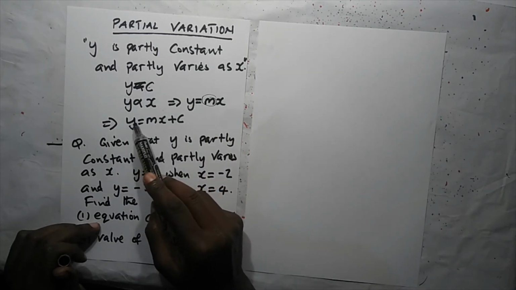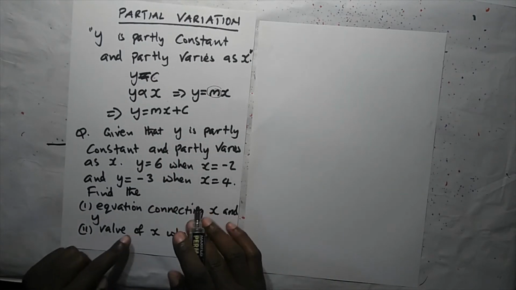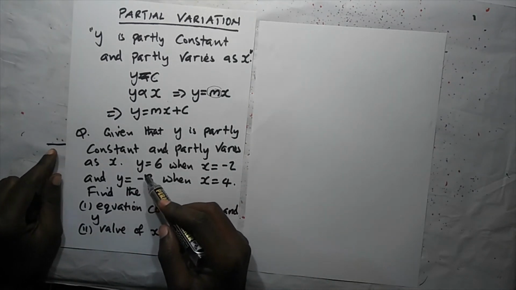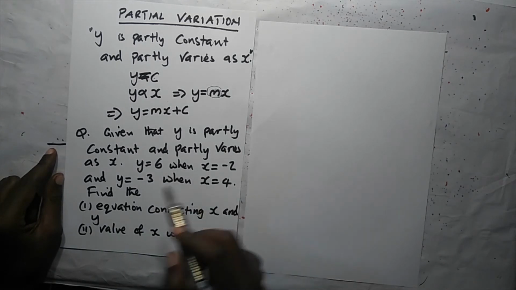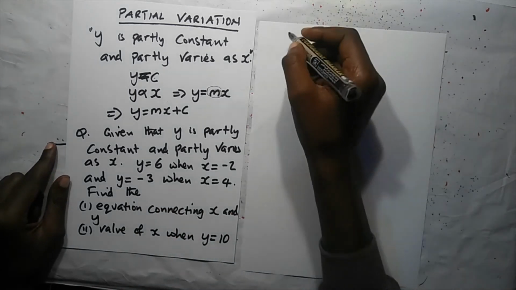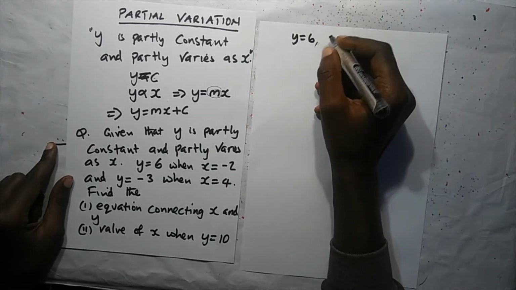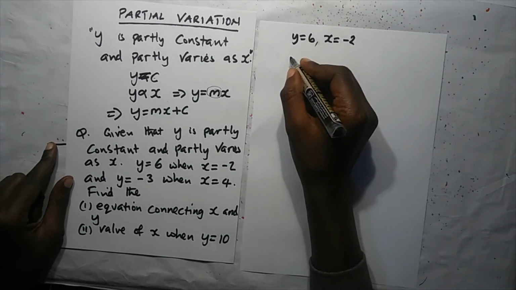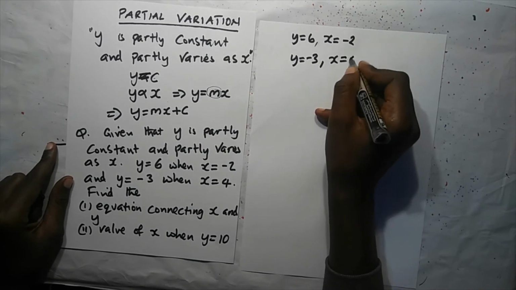So we are going to have y is equal to mx plus the constant c. And so the question that we have says, given that y is partly constant and partly varies as x, y is equal to 6 when x is equal to negative 2, and y is equal to negative 3 when x is equal to 4. Okay, so here we have y is equal to 6 when x is equal to negative 2. And then also we have y is equal to negative 3 when x is equal to 4.